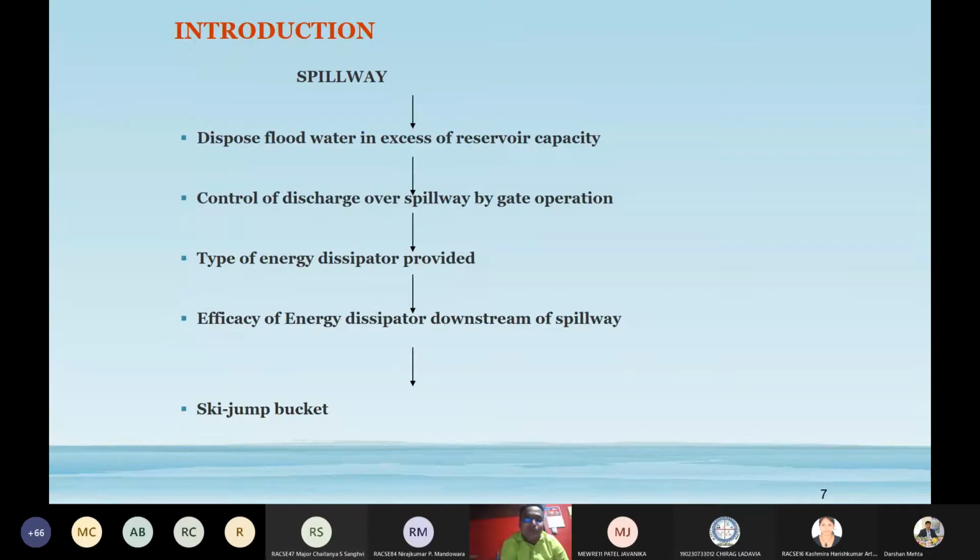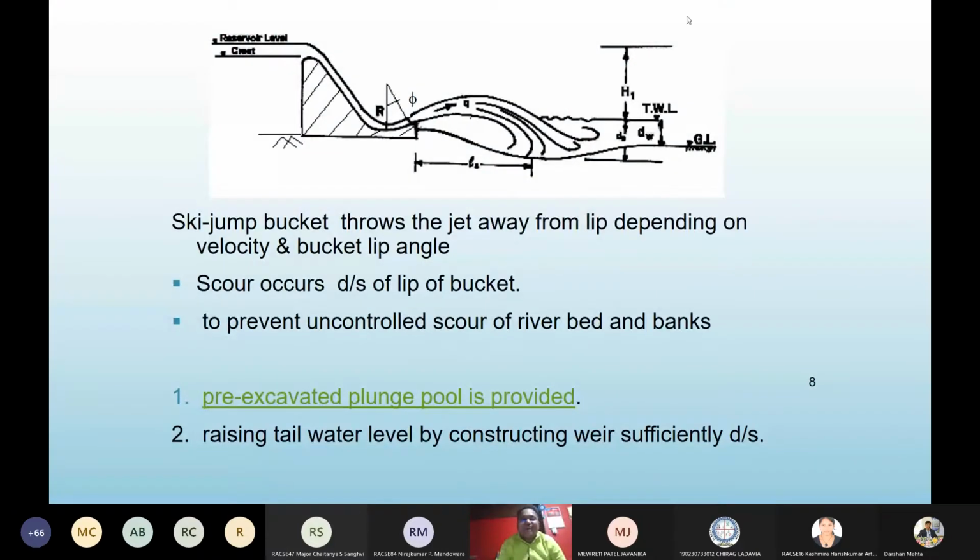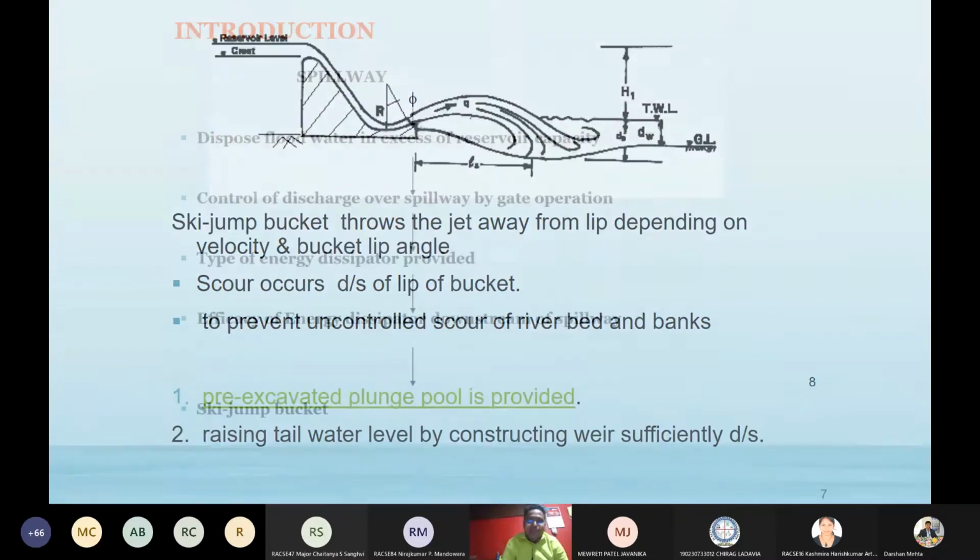Why do we need a spillway? To dispose floodwater in excess of reservoir capacity, and to control discharge over the spillway by gated operations. In any spillway in operation, due to high velocity jets, scour takes place. This is a natural phenomenon. Mehta sir also published several papers, so he knows much about scour. So he is doing HEC-RAS. Okay, here you can see.